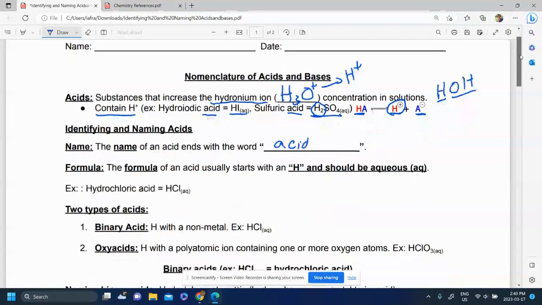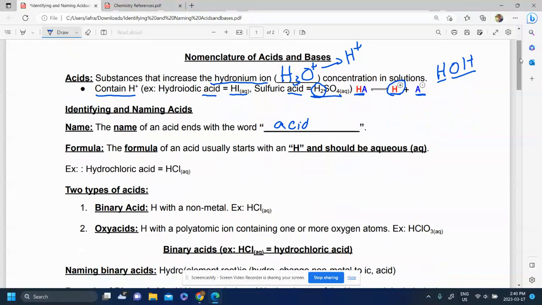It's a bit more difficult when you're dealing with a formula. Usually when you have the formula for an acid, it's going to start with an H and then it's going to need an aqueous here. So you need an H to start with and then an aqueous as well, because an acid can only act as an acid if it's dissolved in water. That's the only time it can release the H pluses to actually behave like an acid.